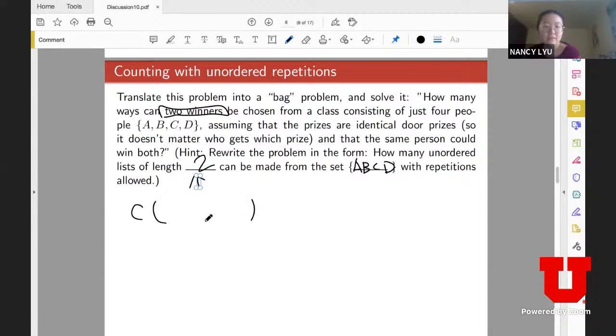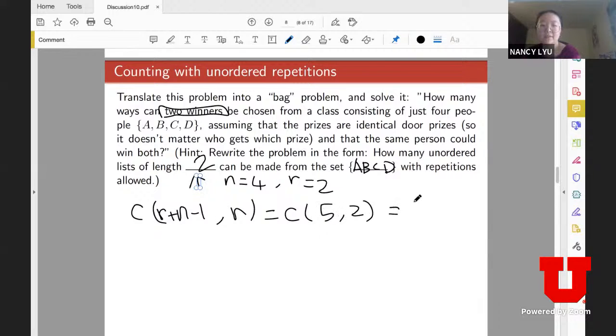You will use a C, it's a combination. Is it n plus r minus 1? Yes, and you want to choose R. So in this case, your N would be 4, and your R would be 2. So you have total 4 possibilities you can choose from, and you want to choose 2. And this will give you C, that's 5 choose 2, which gives you 10.